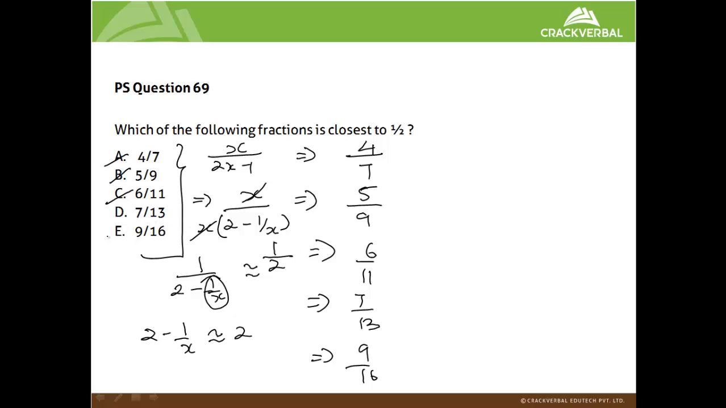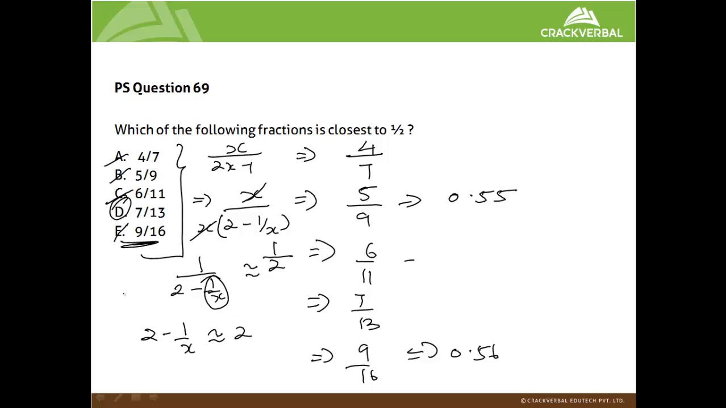Eliminate A, B and C. Now look at E and D, you can choose it very quickly. It's not a big deal. So for example, let's compare 5 by 9 and 9 by 16 and eliminate. 5 by 9 is 0.55 and 9 by 16 is 0.56. So 0.55 is closer to 0.5 when compared. So we can eliminate answer choice E straight away. So answer has to be D, which is 7 by 13.